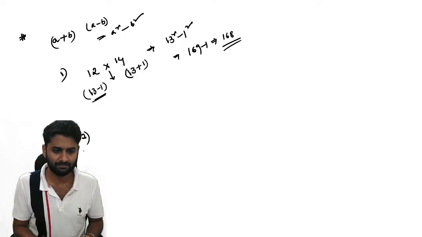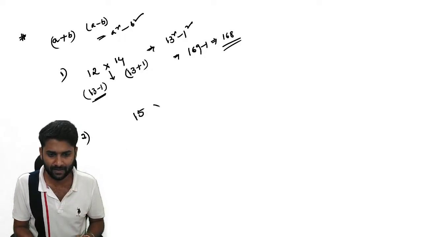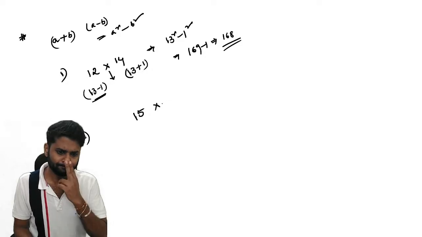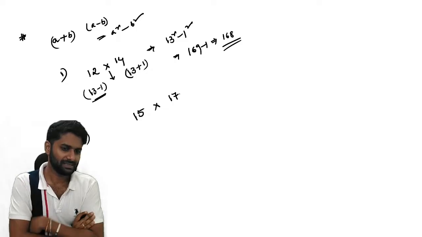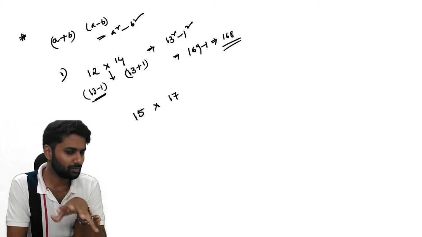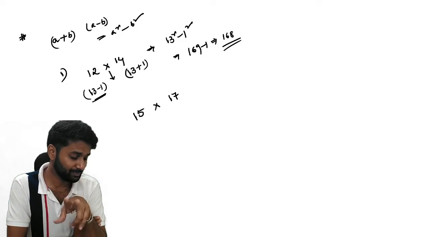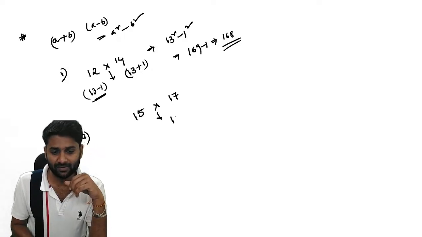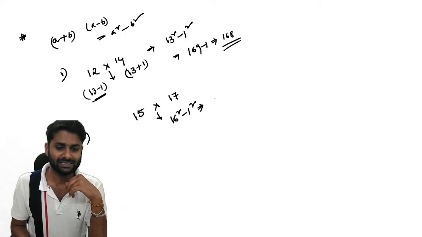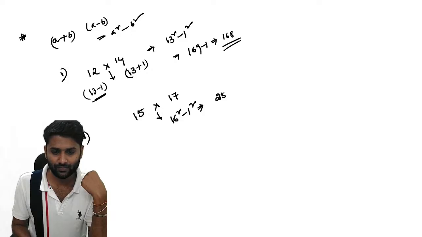Let me take another one. 15 is multiplied with 17. Remember that either both must be even or both must be odd. Let's take the mean value. Mean value is 16. So the answer is 16 square minus 1 square. What is the 16 square value? 256 minus 1. Then the resultant is 255.